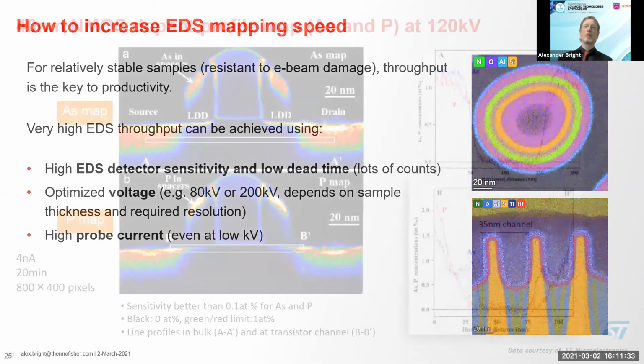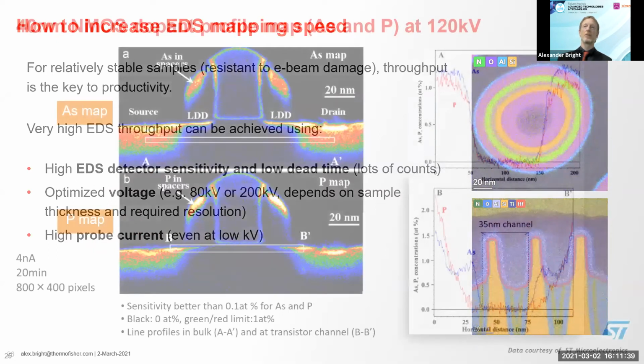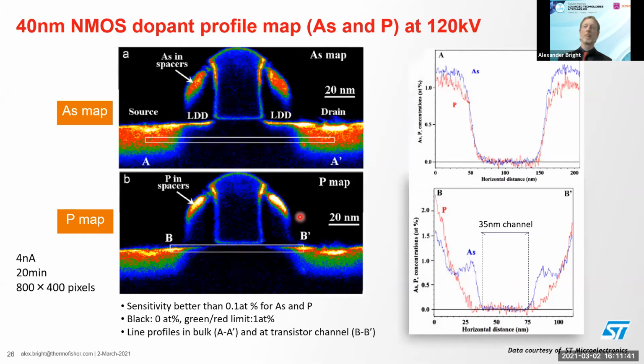Now here's an example of dopant mapping. So we're looking here at a 40 nanometer NMOS device, at an arsenic map and a phosphorus map. And you can see the distributions clearly. And we've plotted here line profiles in 2 locations to show what the sensitivity is. And if we look here, you can see the noise level is around 0.1 atomic percent. So that's about the sensitivity limit. If there's more than 0.1 atomic percent, then we're able to visualize the distribution within the EDX map.